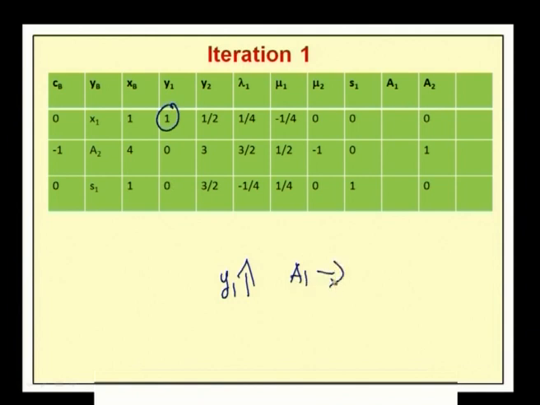Now in the previous table, y1 enters the basis and a1 leaves the basis. So in iteration 1, we should replace the basic variable a1 by y1. Therefore in this table, in the place of a1, we will put the variable x1, the remaining variables as they are. So a2 is also in the basis, s1 is in the basis. Now the cost of x1 is 0, the cost of a2 is minus 1 and the cost of s1 is 0.